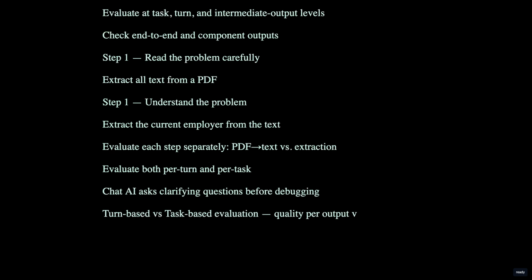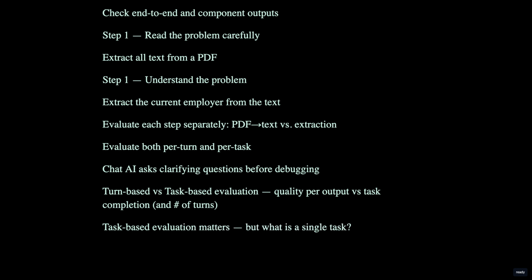Turn-based evaluation scores the quality of each individual response. Task-based evaluation instead measures whether the system actually completed the user's goal and how efficiently it did so. For example, whether a bug was fixed and whether it took 2 turns or 20. Users care most about whether a model helps them complete real tasks, so task-based evaluation is crucial.